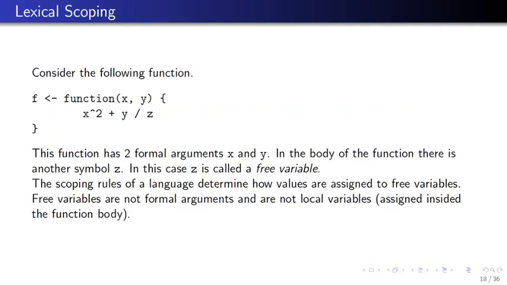So take a look at the following function. This function has two formal arguments, called x and y. The body of the function squares x and adds the ratio of y divided by z. Okay, so x is clear and y is clear, but where did z come from? In this case, x and y are formal arguments, but the symbol z is what's called a free variable because it wasn't defined in the function header. So the question is, what value do we assign to z, assuming that values were inputted to the function for x and y? The scoping rules of the language determine how we assign a value to something like z, which is a free variable.